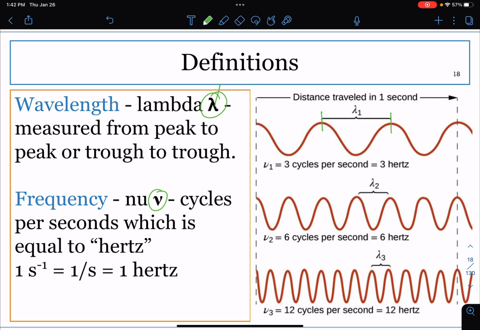The unit seconds is in the denominator and can be written as s to the negative 1 or 1 over s, which is all equal to 1 hertz. Frequency describes how many times the wave travels from peak to peak in 1 second.